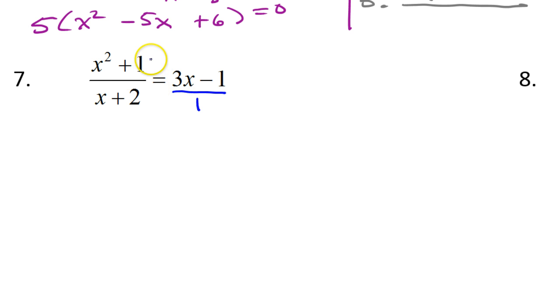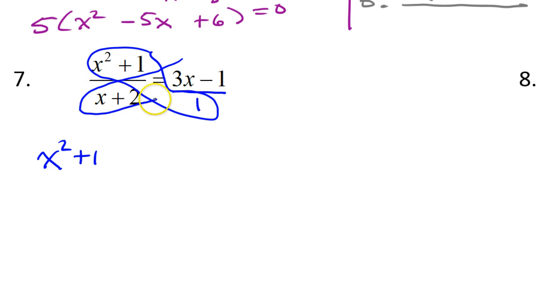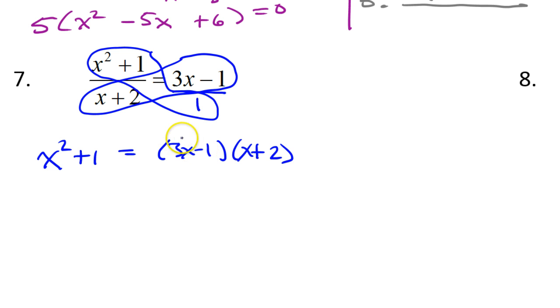So I'm going to cross multiply, which means I can get one side of my new equation by multiplying these together. Of course, 1 times x squared plus 1 is just x squared plus 1. Now I will make the other side of my equation by multiplying these together. So that's going to be 3x minus 1 times x plus 2. Over here I'm going to wind up having to FOIL this or double distribute or whatever you want to call it.